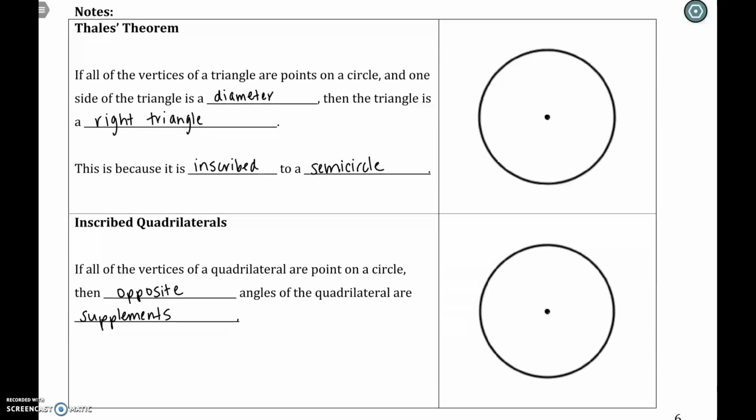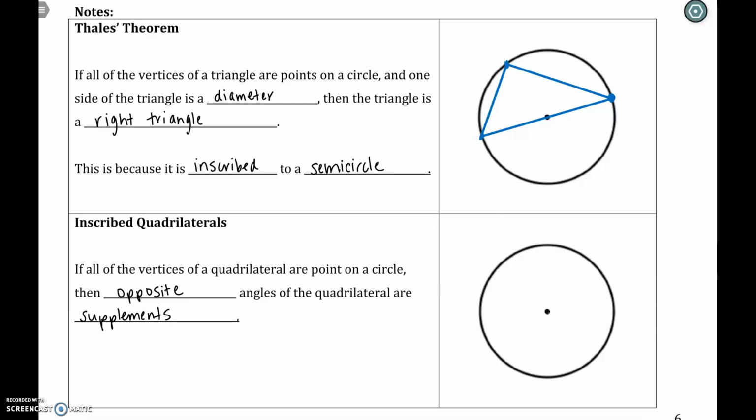So for the beginning, we have Thales' theorem. Thales' theorem says that if we have a triangle and it has vertices that are all points on the circle, like here, and then one of the sides happens to be a diameter, so that you would get a triangle like this. Okay, all the vertices or corners are on the circle and one of the sides is a diameter.